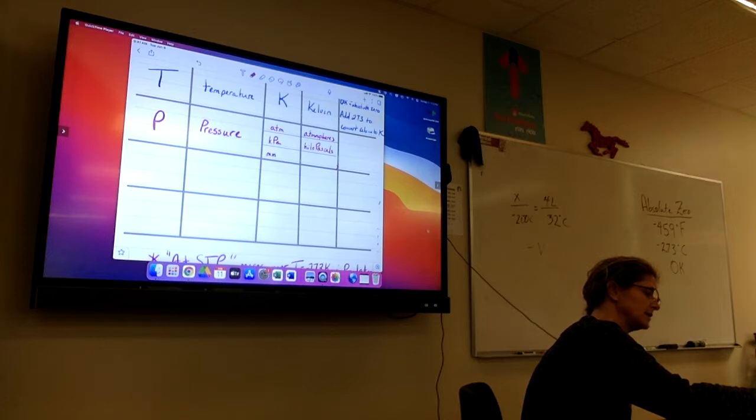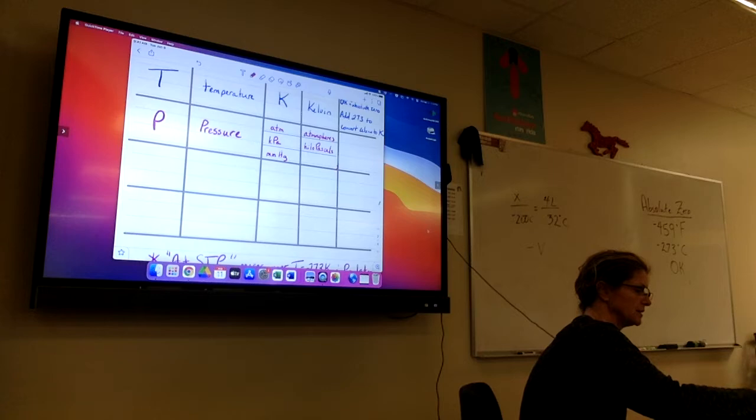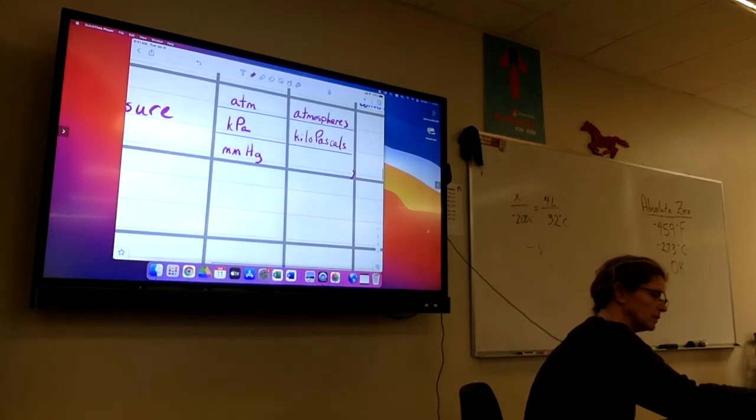Lowercase m, h, capital H, lowercase g is the next one. This is millimeters, write small, millimeters of, what's Hg? Mercury.